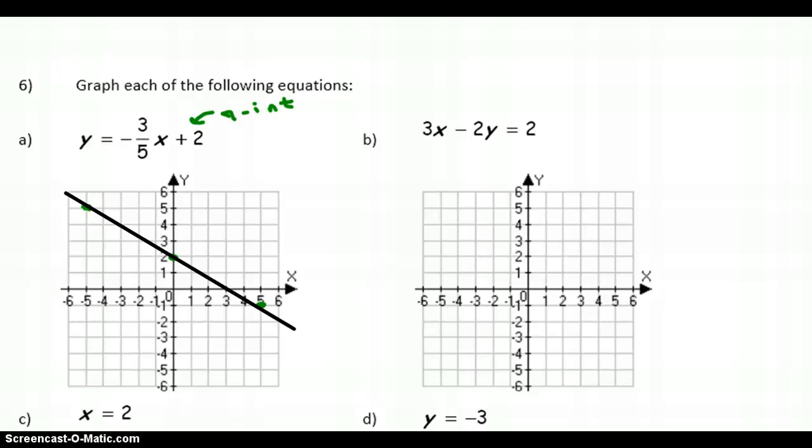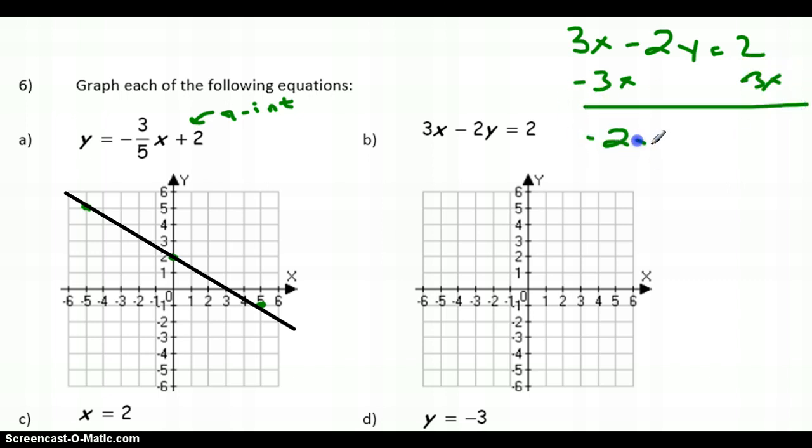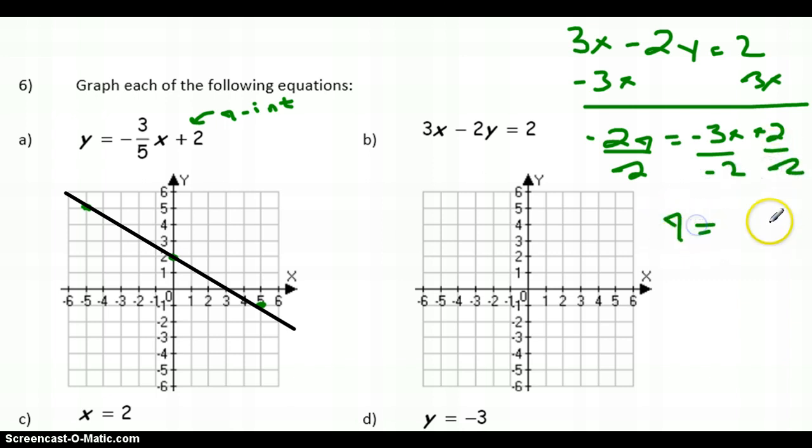Okay, so let's do this again on the next one. On this one right here, y is not solved for. So my first step would be to solve for it. 3x minus 2y equals 2. I'm going to subtract that 3x from both sides. So that gives me -2y equals -3x plus 2. And I'm going to divide everything by a -2. So what my y is equal to, 2 negatives make this positive, 3/2 x. A positive and a negative makes -1.